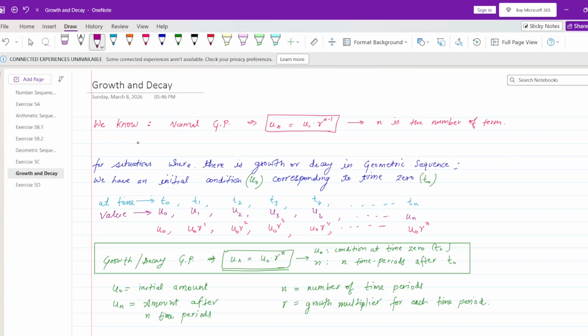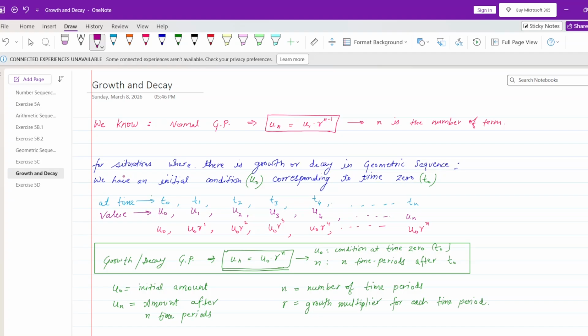So we already know, in the last session we studied geometric sequence or geometric progression, and the formula for the nth term in geometric progression is un equals u1 times r raised to the power n minus 1, where n is the number of terms.